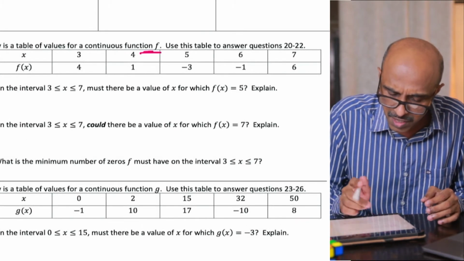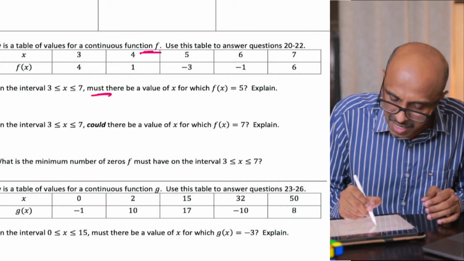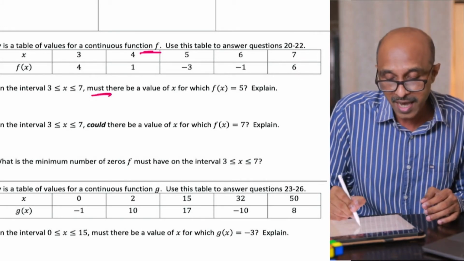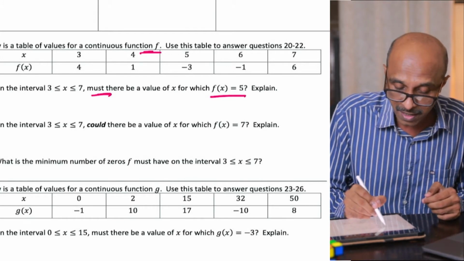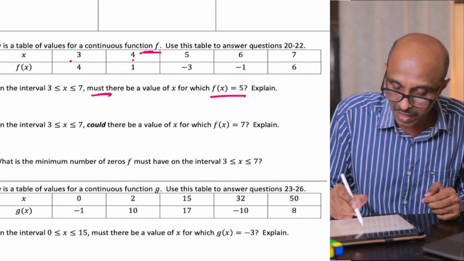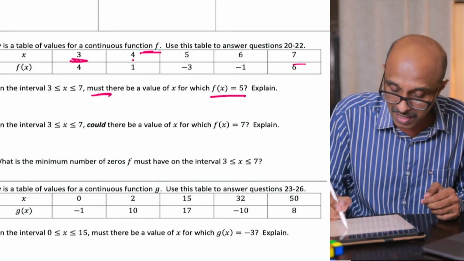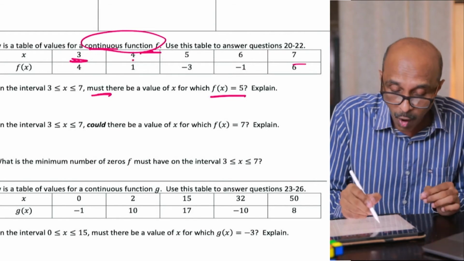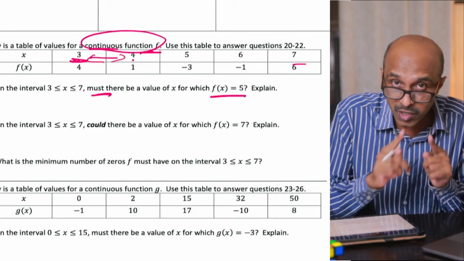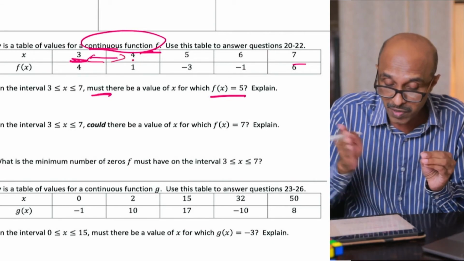And it says, on the interval 3 to 7, must there be a value of x for which f of x is equal to 5? And explain. We see that the domain has values 3, 4, 5, 6, 7. So from 3 to 7. And remember, they said it's a continuous function. Continuous function means it's going to take all values in between 3 and 4. It's not going to jump from 3 to 4.